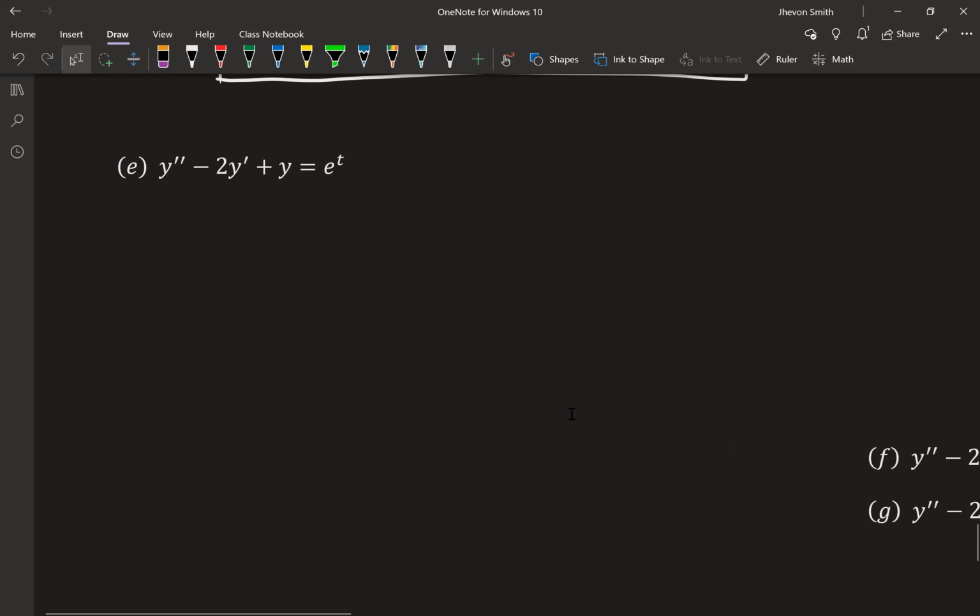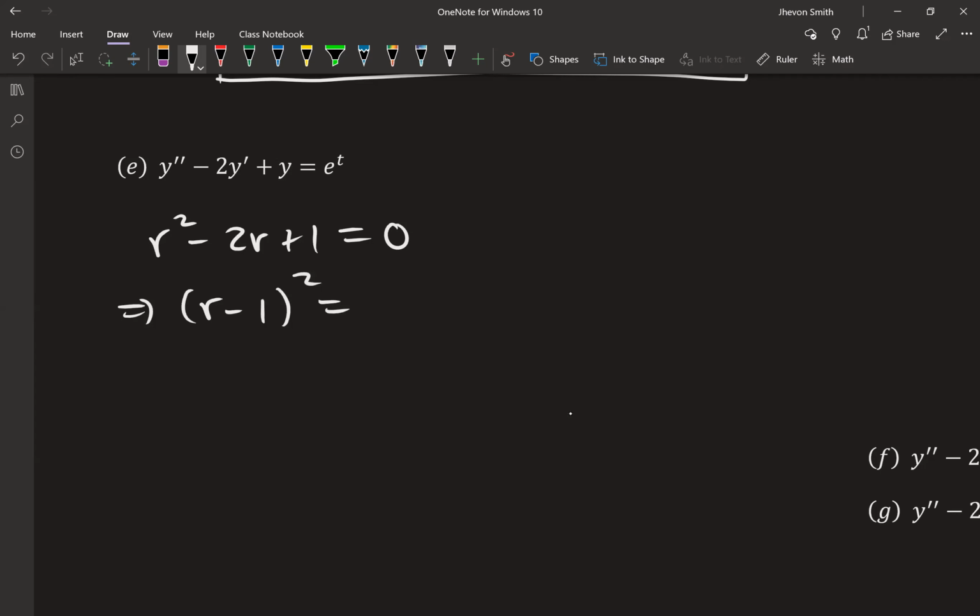So here, hopefully you did something like this. First, you want to find the homogeneous solution. That comes down to solving this quadratic. You should realize that it would factor into a perfect square. This means that you get r equals 1 as a repeated root, which means that your yh is going to be C1 e^t plus C2 t e^t.